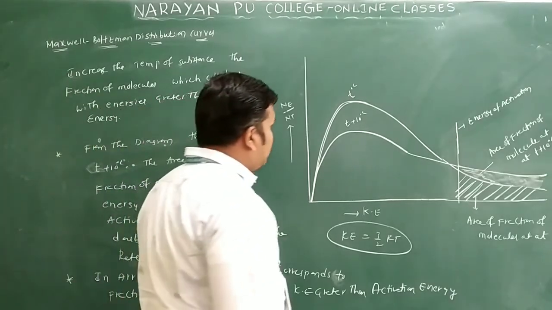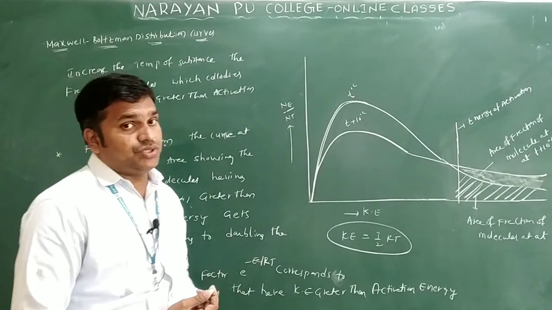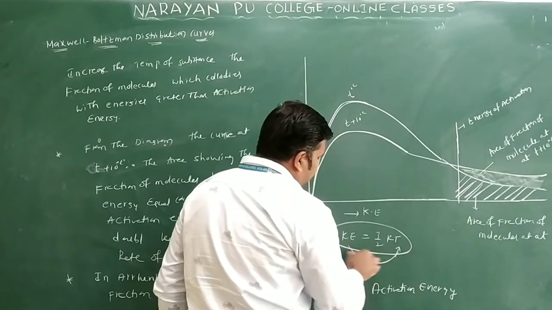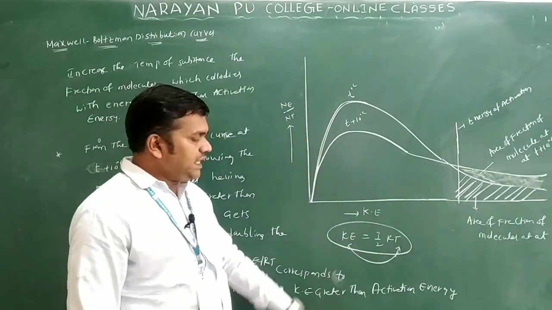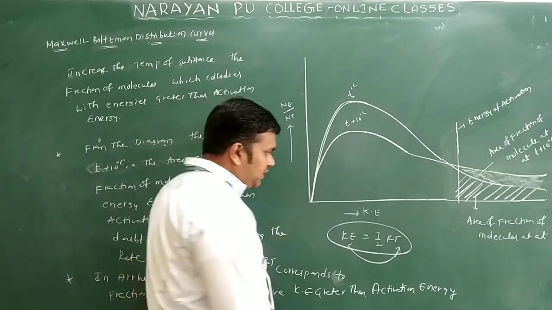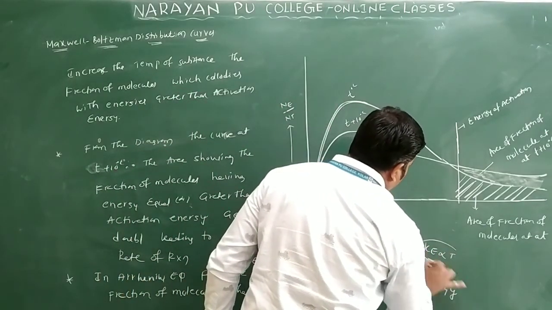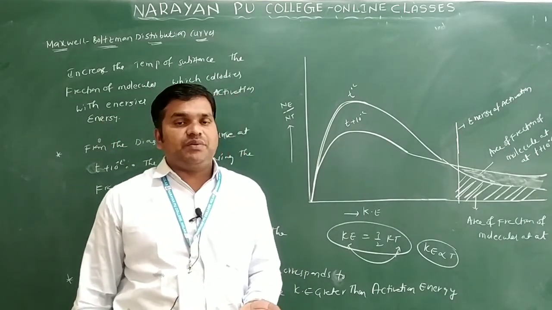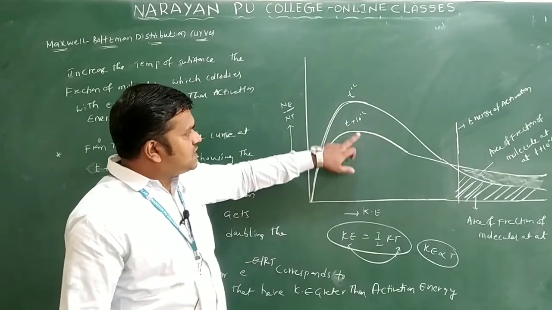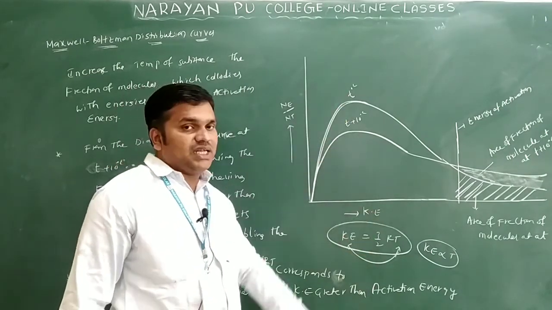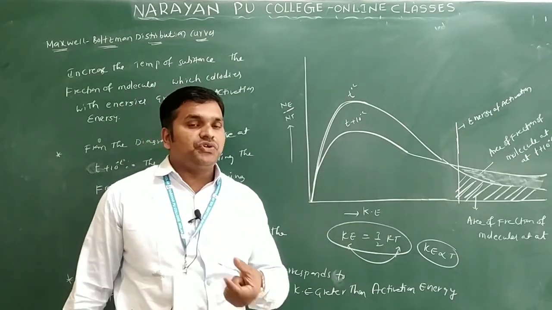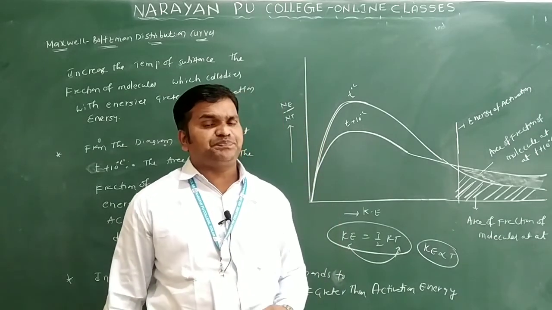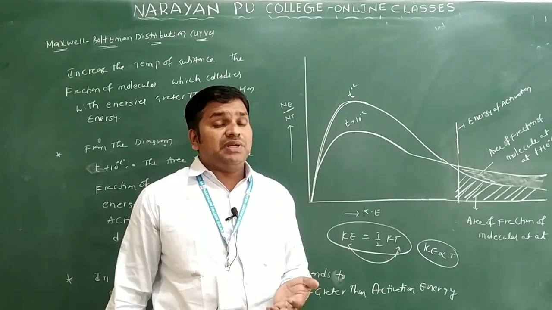Clear? Let us see some of the points regarding these Maxwell distribution curves. I already told you this formula: kinetic energy is equal to 3 by 2 into R into T. Kinetic energy is directly proportional to temperature. If the temperature increases, the kinetic energy of the molecules increases, thereby the rate of reaction increases. At temperature T, only a few fraction of the molecules are there; this is the area of the fraction of the molecules at temperature T. Then the temperature increases to T plus 10 degrees Celsius.